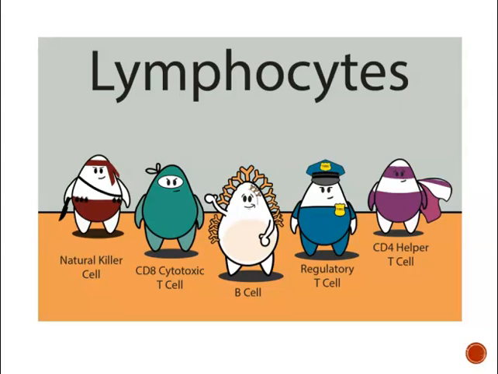This is just a fun little cartoon of the different types of lymphocytes that are out there. You have your B cells. All these little Y's that are hanging off of this B cell are antibodies because they're antibody producing. Then you have your subcategories of your T cells. You have your regular old T cell, and then you have your natural killer cell over here.